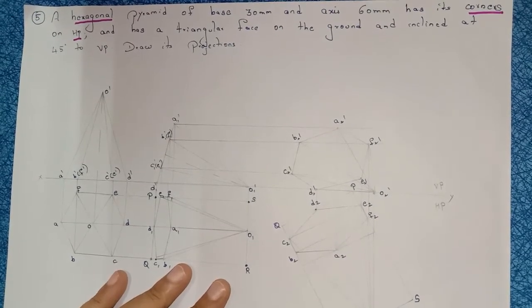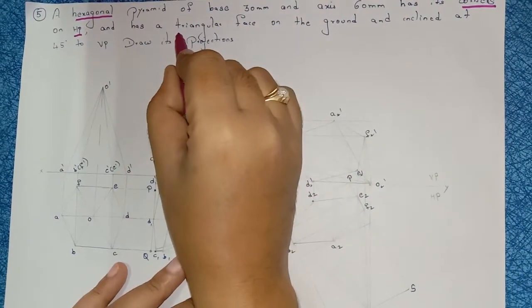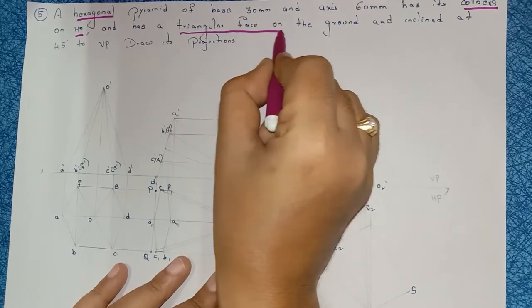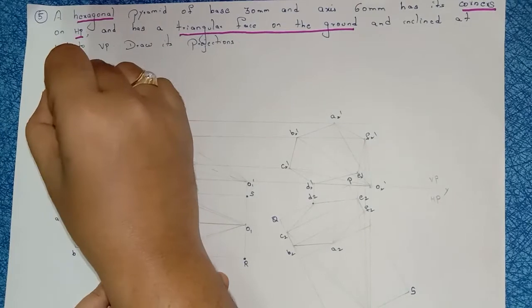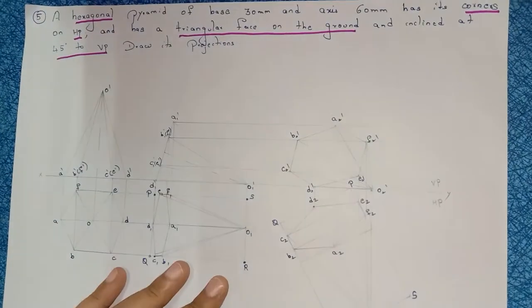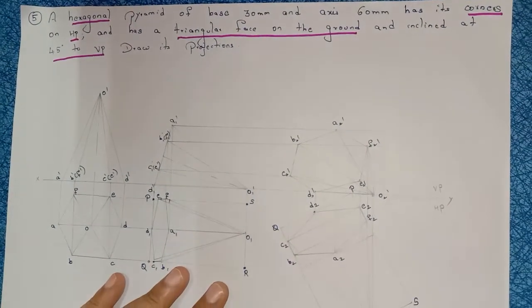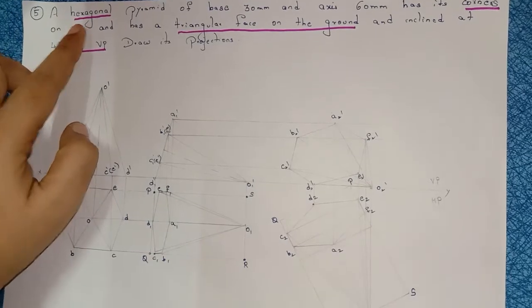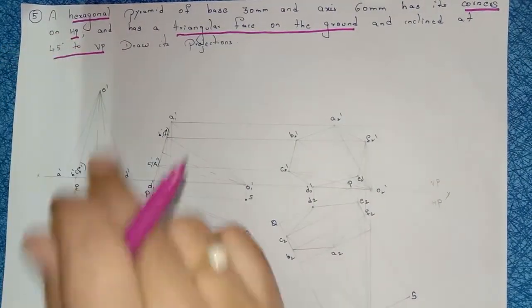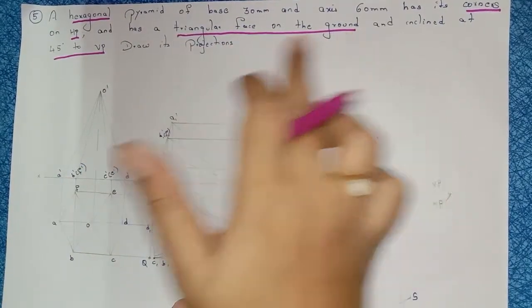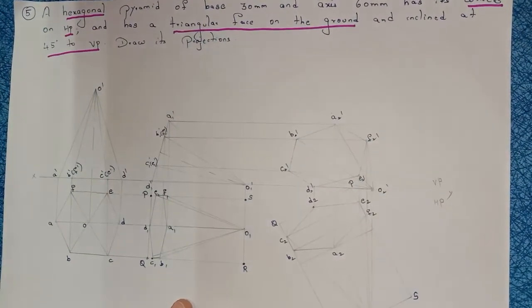They mentioned one condition as triangular face on the ground, and another condition is 45 degrees to VP. This is your question. Name of the polygon is hexagon. Condition is corner; you have to start the problem on HP. Inclinations are triangular face on the ground and 45 degrees to VP.